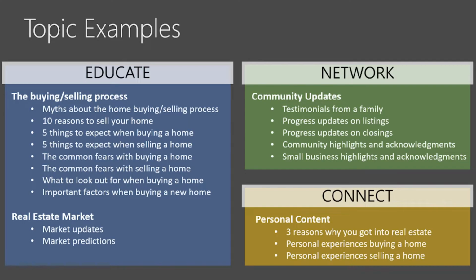Then shoot over to that green box. You got the community updates. So some of those examples: testimonials from a family, progress updates on listings, progress updates on closings, community highlights and acknowledgement, small business highlights and acknowledgements. You can do negotiation reviews. I mean, there's a bunch of different things you can do here, but again, you're updating your audience. You're updating somebody that's interested in consuming that content from you because they like you, they connect with you, they want to know more about what you're doing, what's going on, they're learning from you.